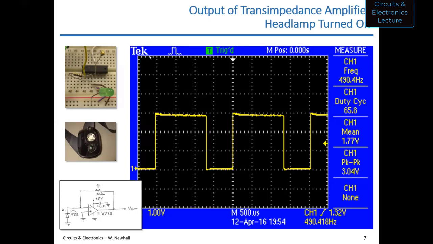Okay, so here's what I did. I was curious how this headlamp dimmed, and this is just a hiking headlamp. You should see it on the screen, kind of over here.